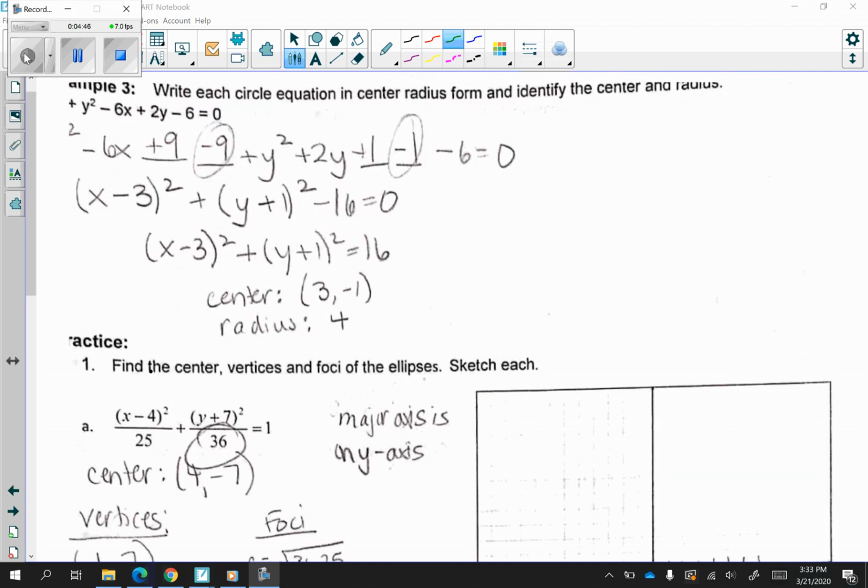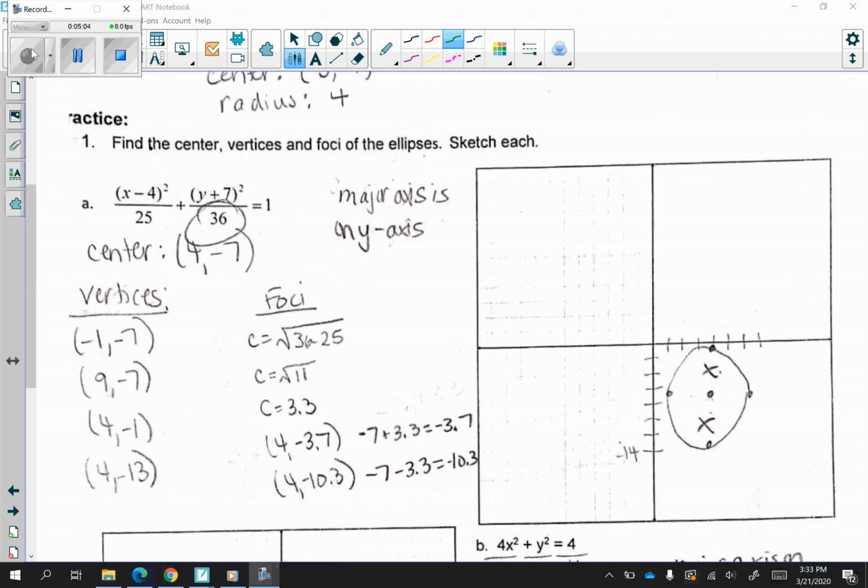On the next page, for example 3, it says write each circle equation in center radius form and identify the center and radius. Again, this is a completing the square problem, which we all are very good at. So the center would be (3, -1), and the radius is 4. I'm going to do one more example with you, and the rest you can practice on your own and verify with my answer key.